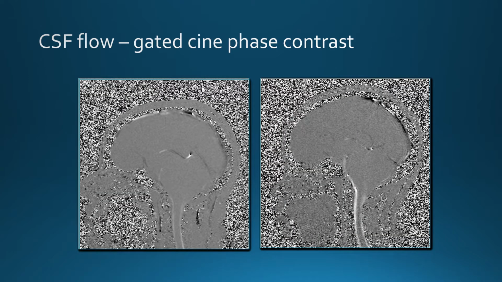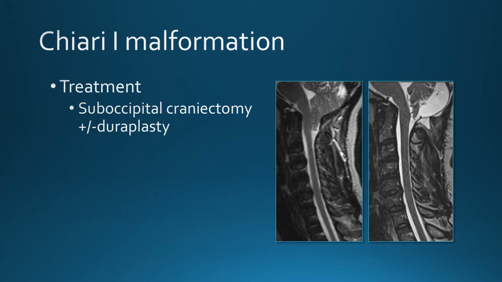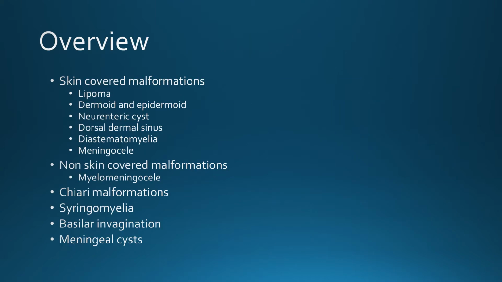So it's not clear how useful these are. We do them occasionally. I don't think they're very reliable in terms of predicting whether patients will improve after surgery, but we do it from time to time. So treatment of Chiari 1 malformation is suboccipital craniectomy, which may or may not be associated with a duroplasty. Often with that treatment, the syrinx will get smaller or resolve.